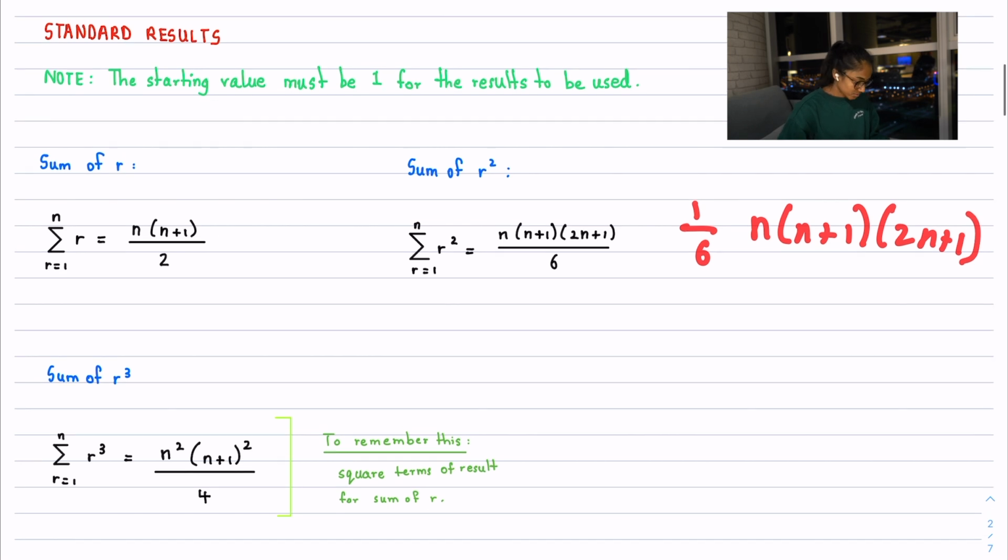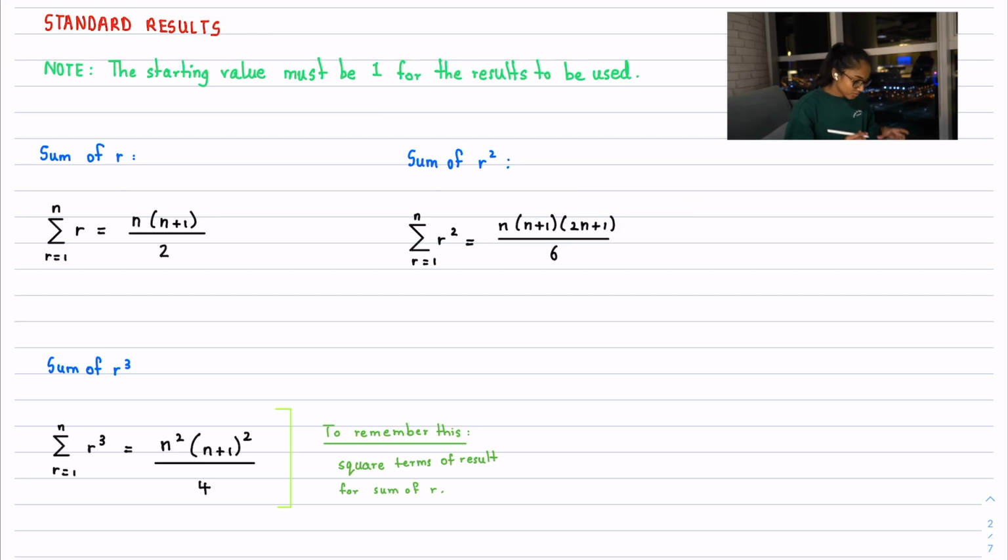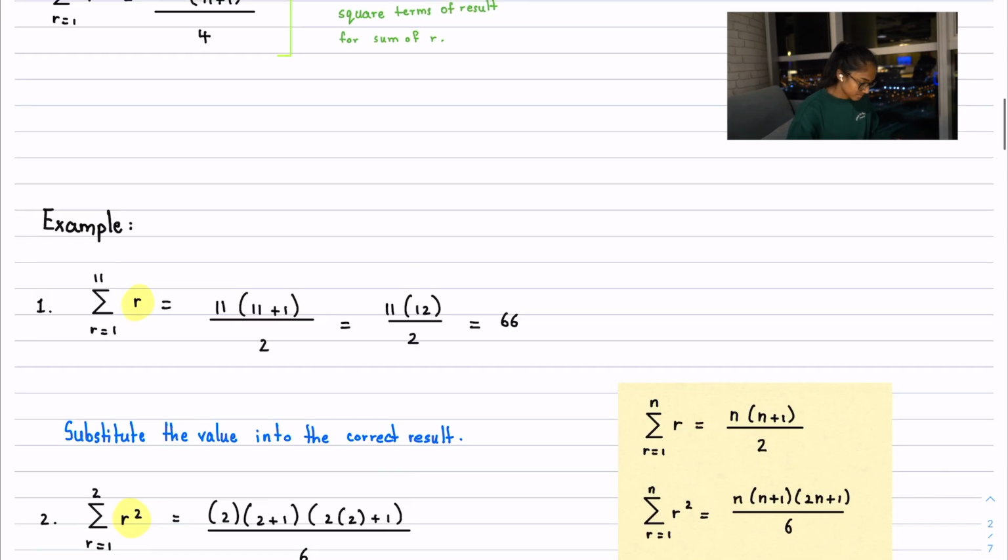And it's the same for r squared: 1 over 6, n plus 1, 2n plus 1. Exactly. So r cubed, I have a special way of remembering this one. All I did was square the terms of the result for the sum of r. Since this is n plus 1 over 2, I think of this as one term, and just square it, and 2 squared is equal to 4, and that was that. That's all I really did to remember it. So all you have to do is memorize this, and we're good.